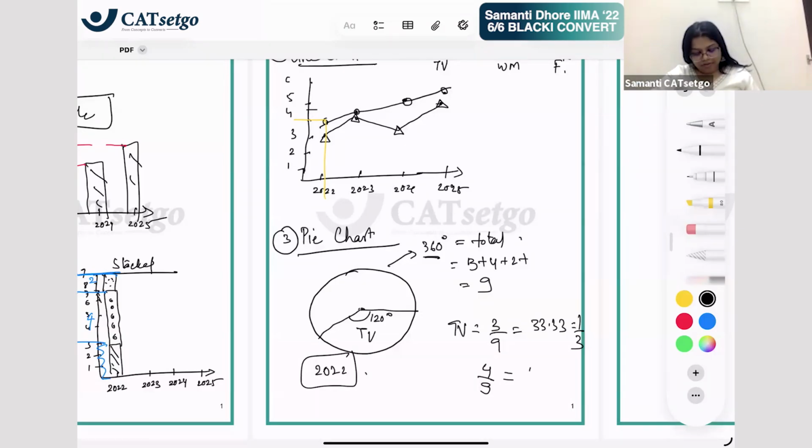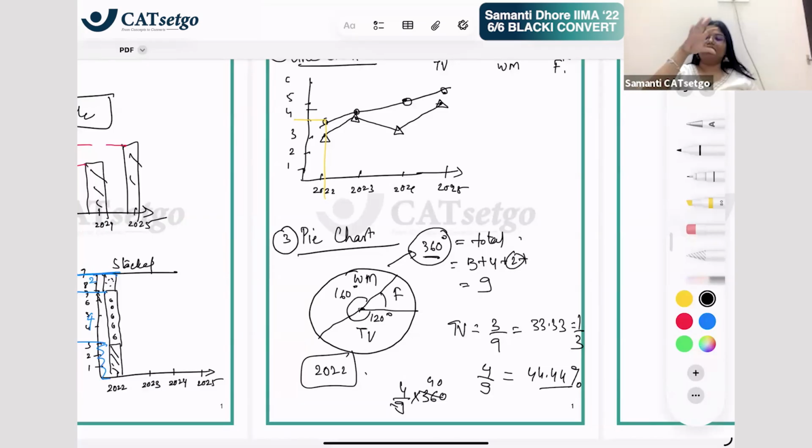So I know this is how much? This is 44.44, right? Percent. So that much percent of 360 degrees I will determine. How much is that? Do 4 by 9. 4 by 9 is a fraction of 360 degrees. So that is 160 degrees. So now I'm going to take a 160 degree angle and say, okay, 160 degrees is my washing machine. And then 2 by 9 is the remaining. This is my fridge.